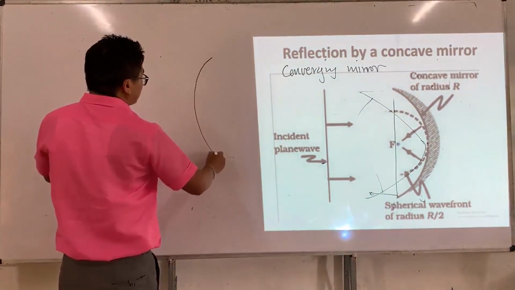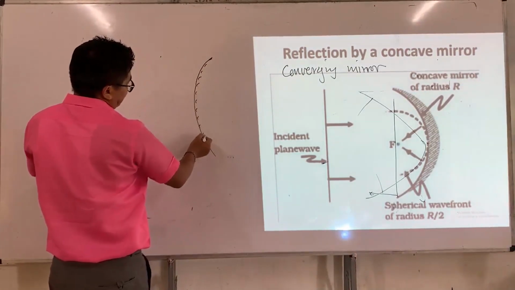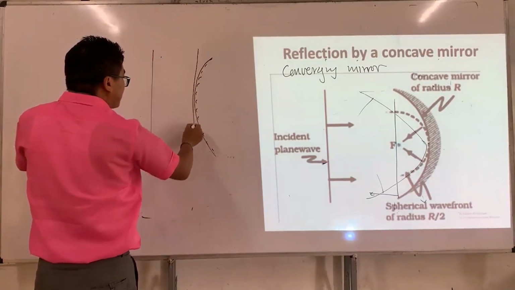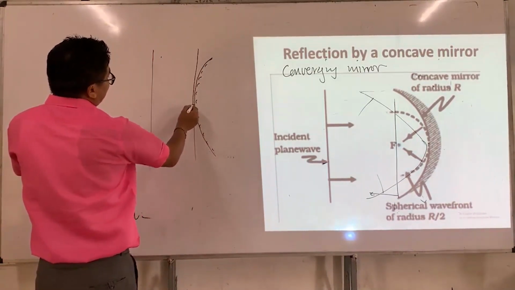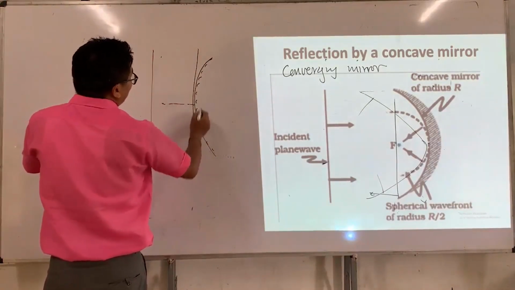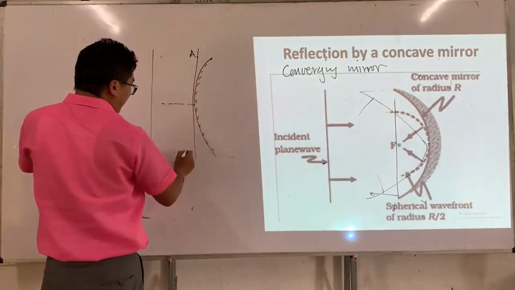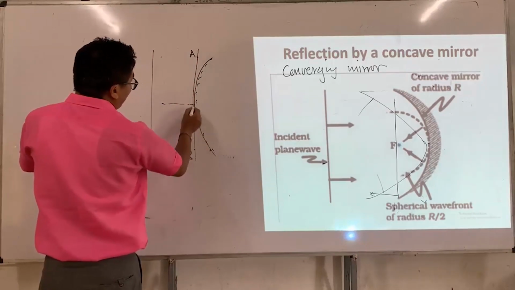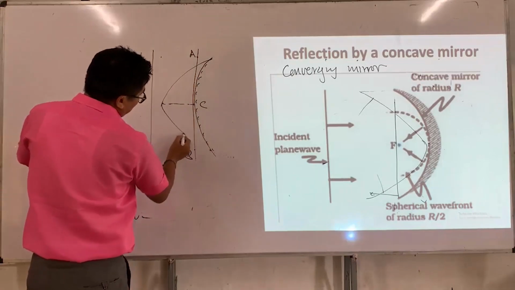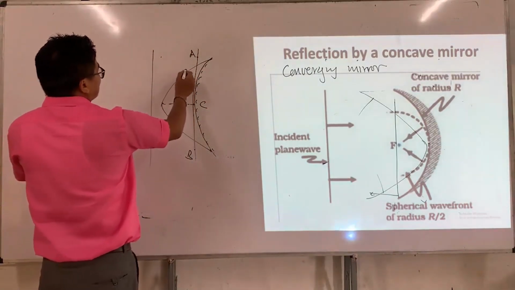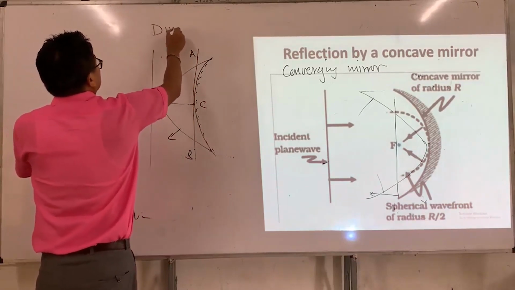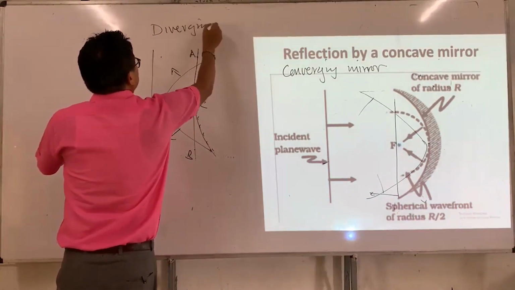So you can do this as a home assignment. Like this is the incident waveforms, and then it is going to reflect. However, it has to travel. By the time light from this side A and light from this side B reach this point, light at C has already reached here. So this is how I am going to construct it. And this is what we call diverging in nature.